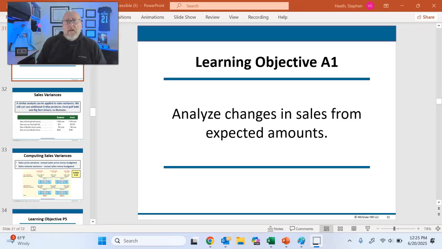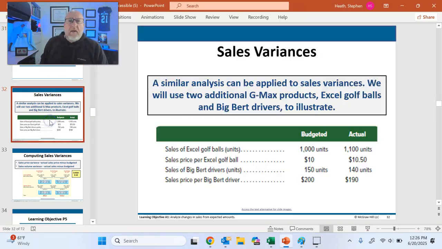Okay, in this video, I am going to analyze changes in sales from expected amounts. And not sure why this is discussed way down in slide 33. It's like one of the last things we cover. To me, I feel like this should be one of the first things that we talk about. And in actuality, we did talk about this already. Okay, so let's set up the scenario.